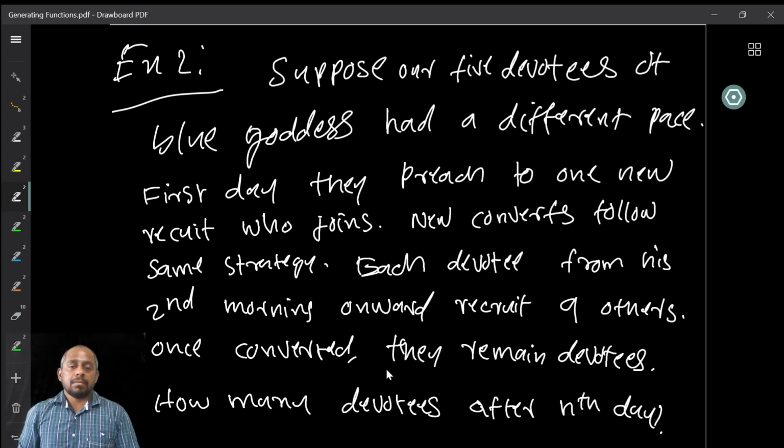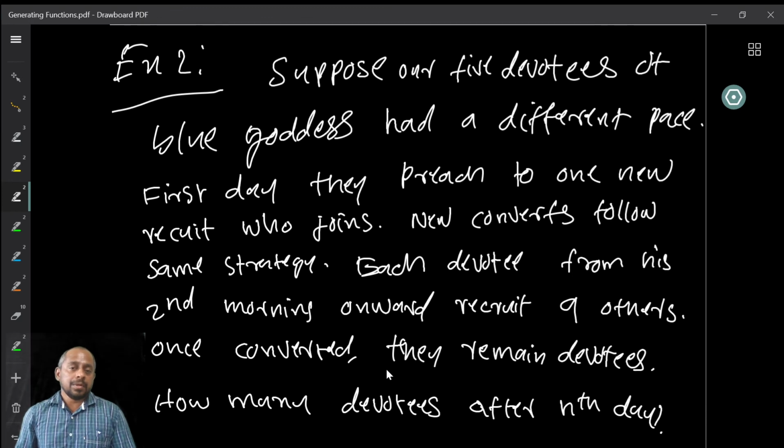So the difference from the previous one is that, in the previous one, people who join, one of them would leave every day, right? And every day they had the same pace, right? You convert exactly 5 people. I mean, 2 more people. But now, first day you only do 1, but second day onwards you are in high gear, converting 9 others.